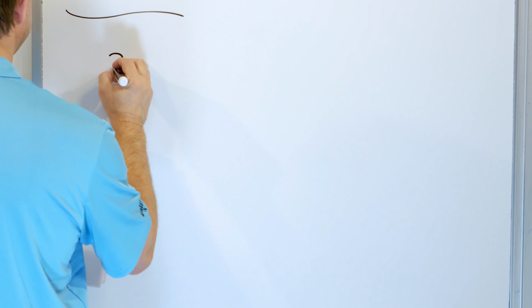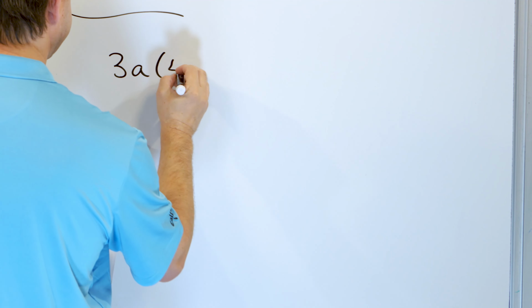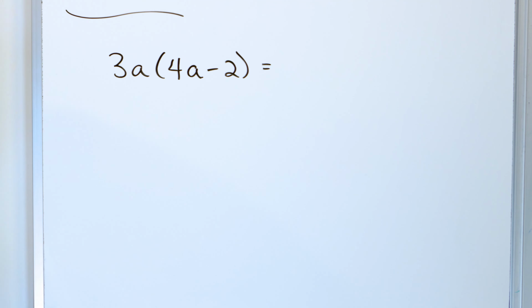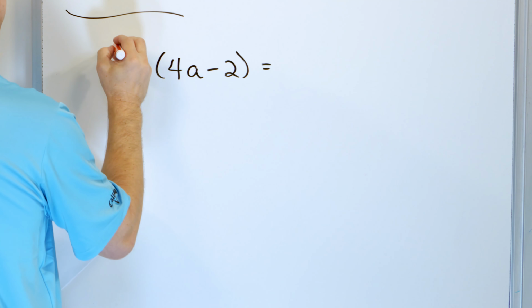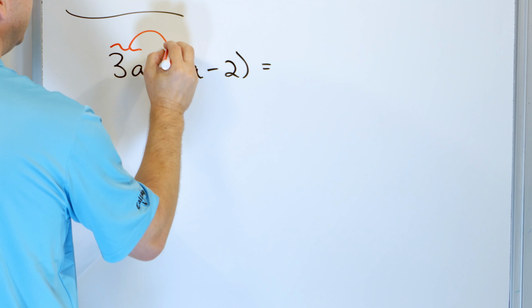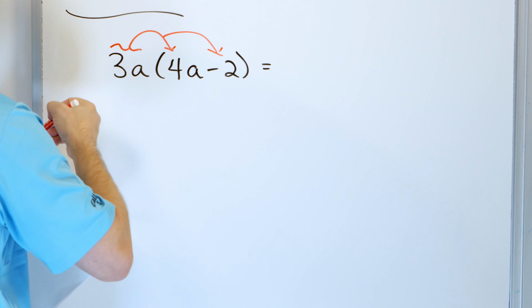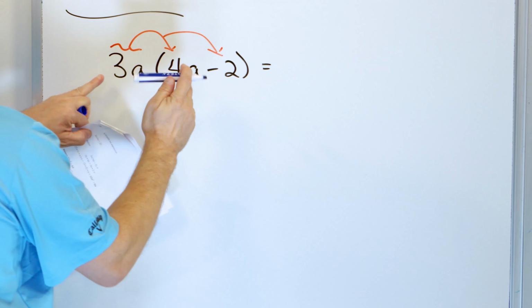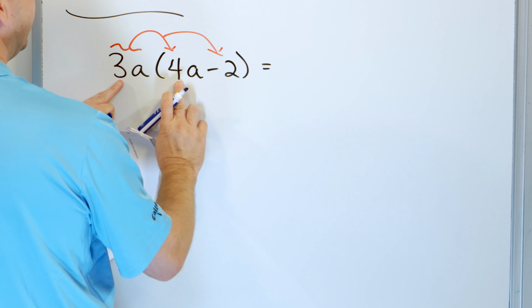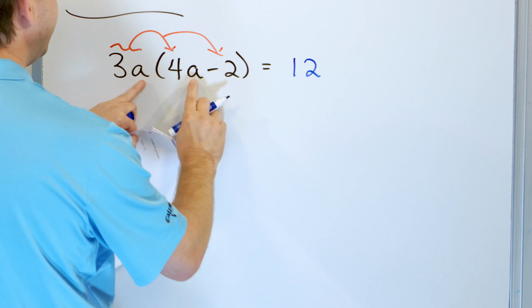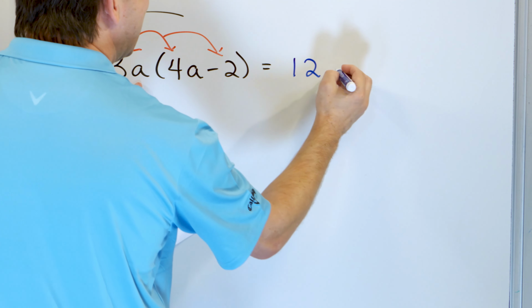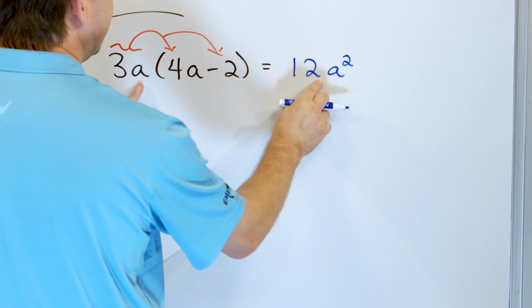What about 3a times 4a minus 2? Let's think about what would happen if we distribute this in times each of these terms. Don't forget it's linked with a minus sign now. All right, so multiply here. We multiply the numbers. 3 times 4 is 12. And we multiply the variables. It's the same base. They both have an exponent of 1, so we add them. 1 plus 1 is 2, so it's a squared.